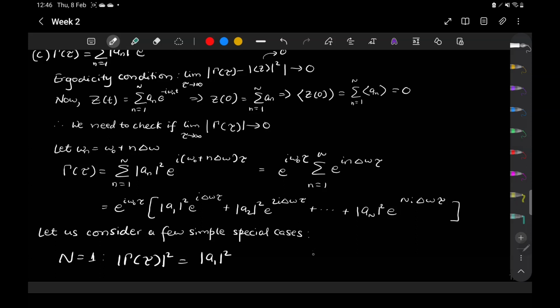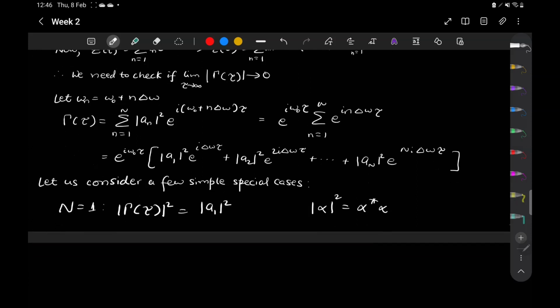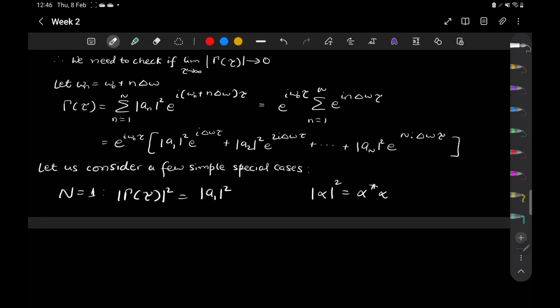So just to remind you, mod of alpha squared is alpha star alpha, where alpha is a complex number. So this is for n equals 1. Let us now look at n equal to 2. These are just some simple cases that we are first trying out before going to the general case.